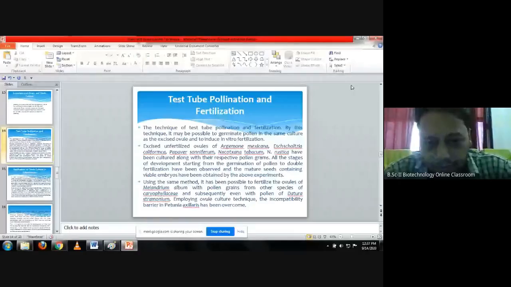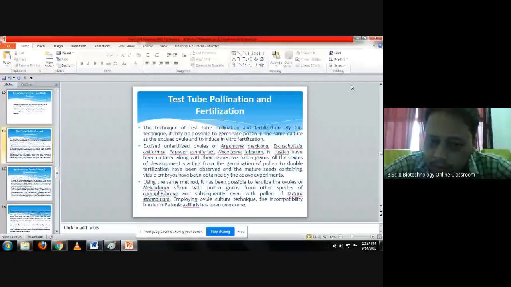जसं आपल्याकडे ह्यूमन्स मध्ये टेस्ट ट्यूब बेबी, in the same manner this works for plants also. For excised unfertilized ovules, for example, in plants like Argemone, Papaver, Solanum, they have tried this. In these species they have cultured the pollen grains with respective ovaries and all the stages of development starting from germination of pollen to double fertilization have been observed, and mature seeds containing viable embryos have been obtained by the above experiment.